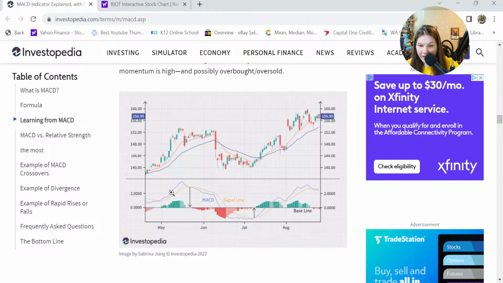And when the blue line is up above the orange line, it drops down right here. The histogram drops down below the baseline. This is the baseline. So then when it goes, it's down. All these reds are down below the baseline. When it crosses back over right here, back up, then they're above the baseline.